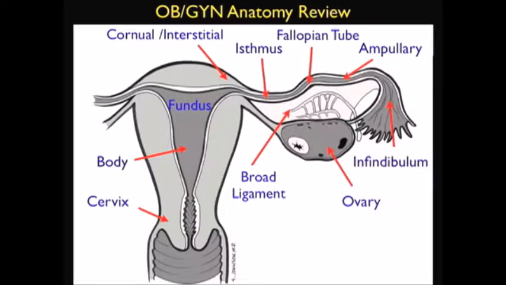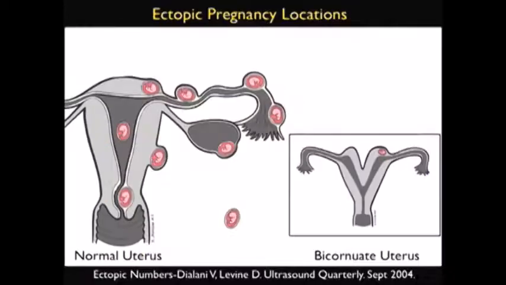We can also see the broad ligament that encases the fallopian tube and the ovary. Notice the ovary, which is adjacent to the infundibular region of the fallopian tube. Here's an illustration showing the location of ectopic pregnancies. Normal uterus to the left, bicornuate uterus to the right. Recall that an intrauterine pregnancy is defined as fundal in location, but interestingly enough, we can have variants of ectopic pregnancy that are located even within the uterus.